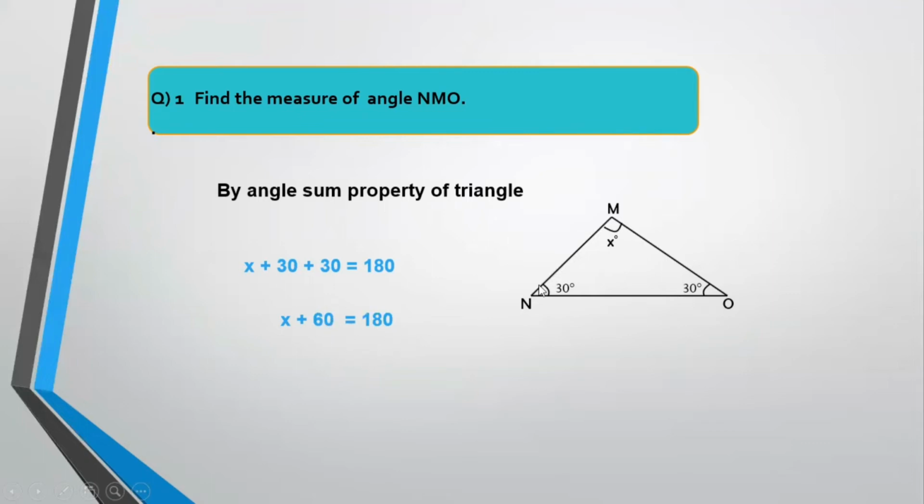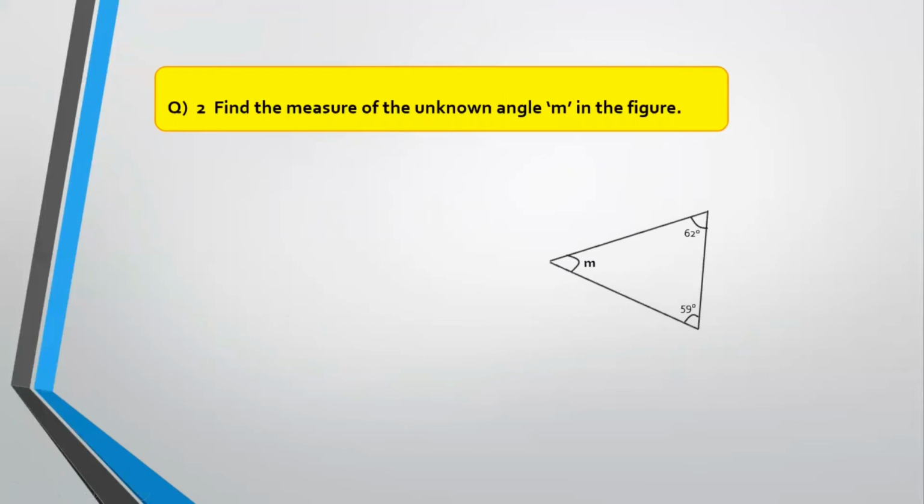When this 60 moves here, it will become minus. So you get x is equal to 180 minus 60 degree. That is how we get the value of x as 180 minus 60, 120 degree. This is how your angle NMO is 120 degree. Got it, children? Let's solve one more question here. Find the measure of the unknown angle M in the figure. Okay, unknown angle M.